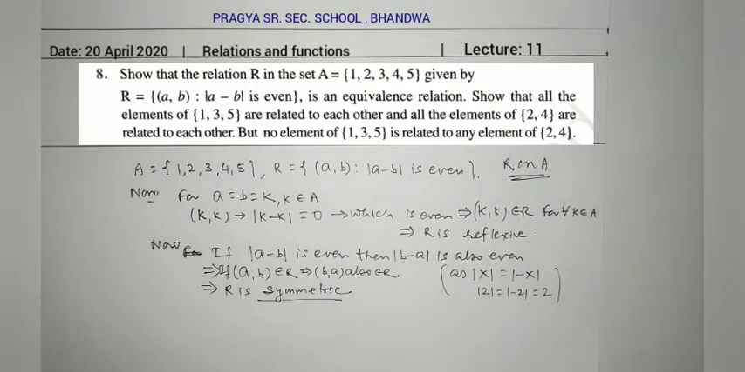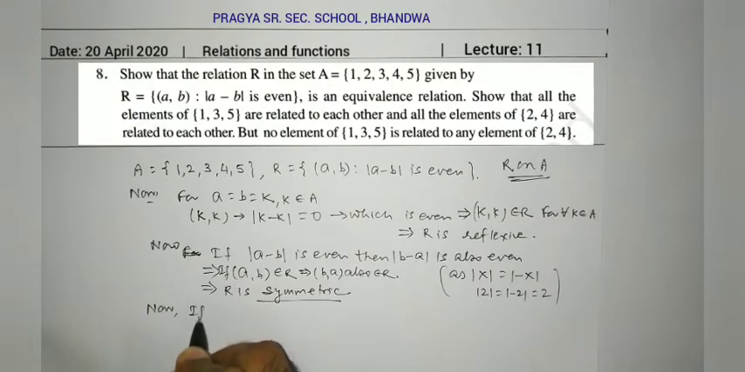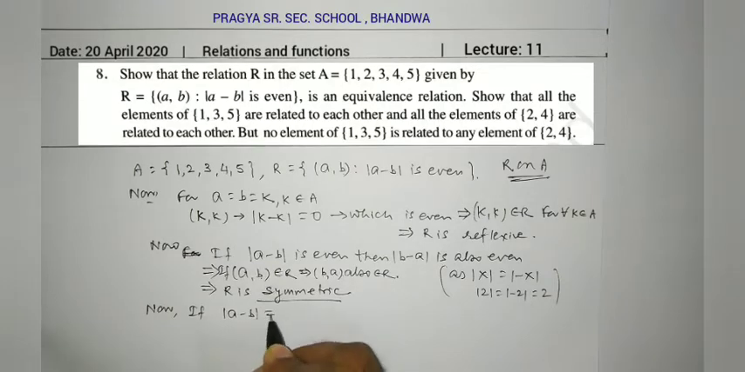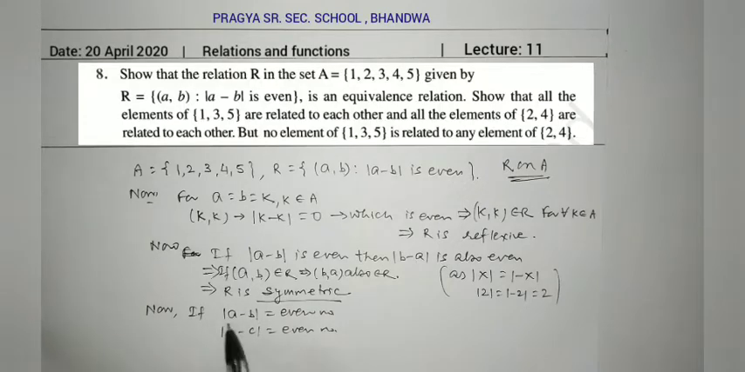R is symmetric here. Now for transitivity we will check. Suppose I am considering mod A minus B equals an even number, and mod B minus C is also even. You can recall for transitivity we need to consider two ordered pairs to exist, and then we will check for first and last.